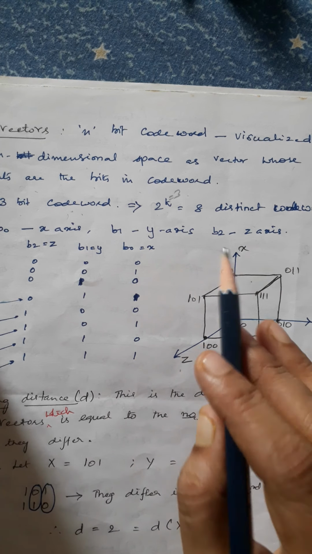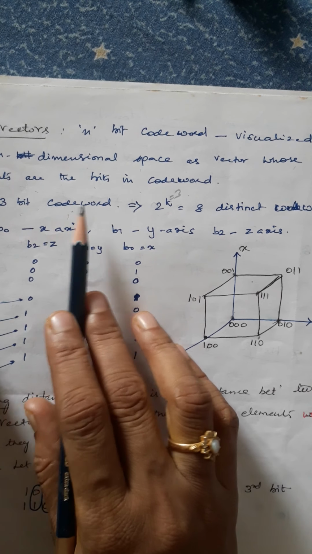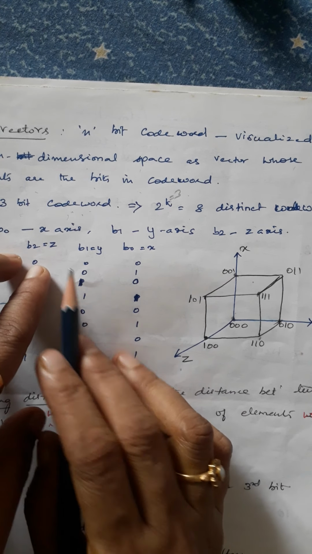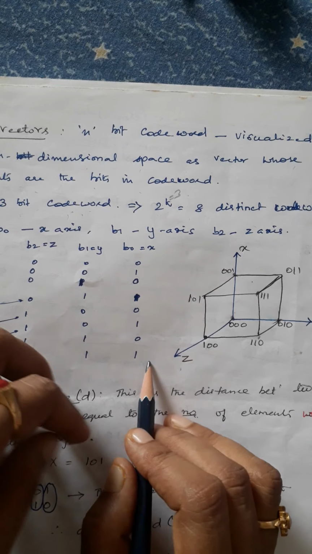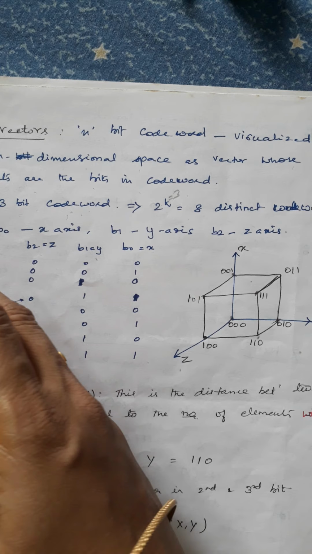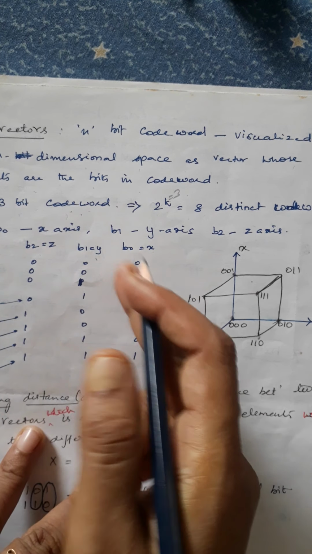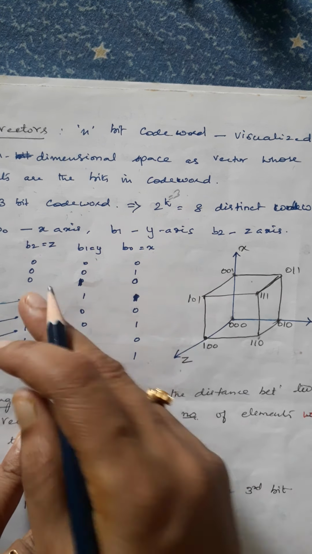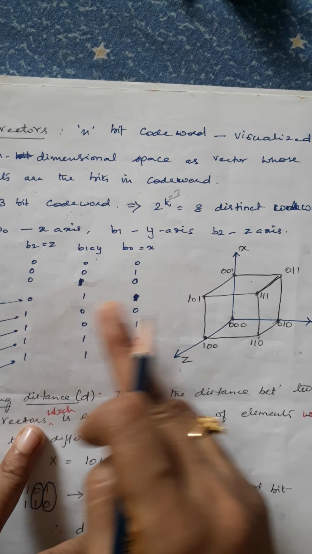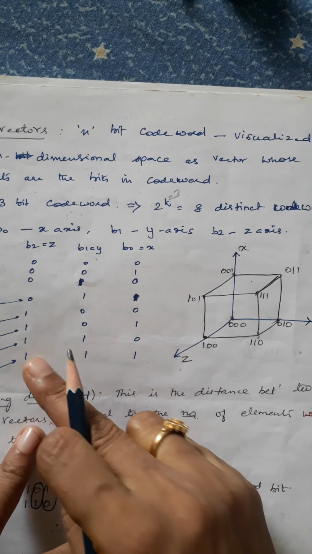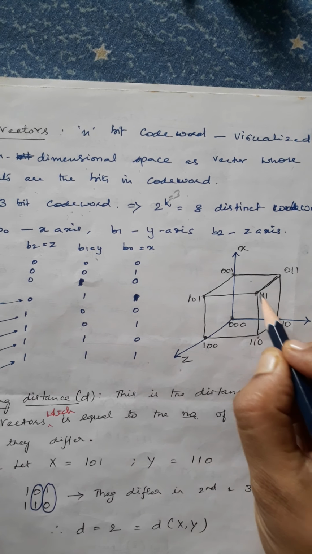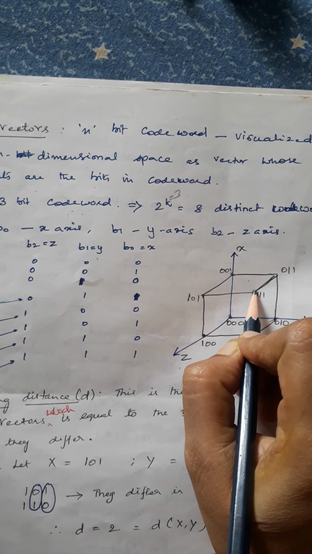So what are the 8 distinct code words possible for a code word of 3 bits? 2 to the power of 3 is equal to 8. Possible combinations are from 000 to 111. Here x, y and z are mentioned in the reverse direction. So 000, 001, and so on: 010, 011, 100, 101, 110, 111. The point where x, y and z are all 1, that is 111, is going to be in free space.